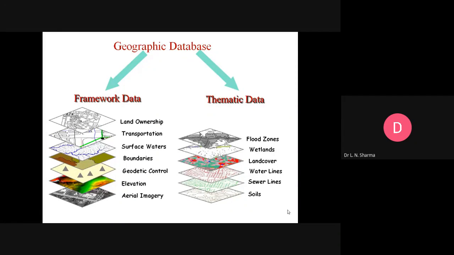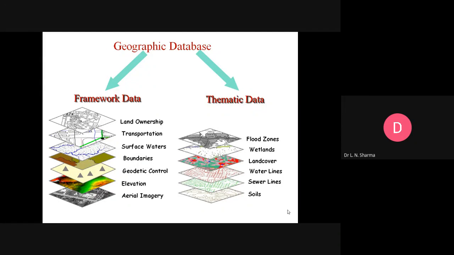One is framework data. For example, an estate officer may be interested only in land ownership, or a transportation engineer or highway engineer may be interested only in transportation, or a water resources person may be interested only in the surface water bodies, or similarly a topographic person may be interested only in elevation data. So when you draw the information of geographical data about a particular theme, then you call them framework data.